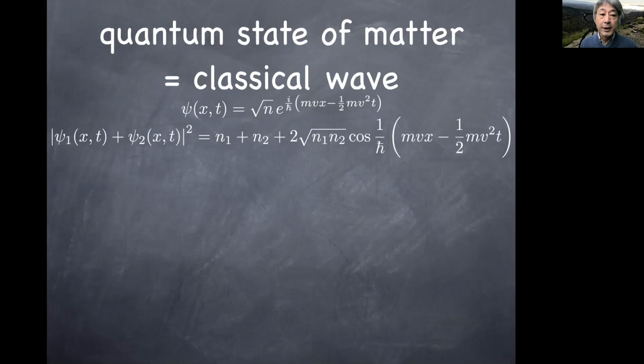Now, what happens if you put two of these things together? The first term squared is n1, the number density of the first condensate. The second term squared is n2, the number density of the second Bose-Einstein condensate. But you have the cross term, and the cross term obviously goes like square root n1 times square root n2. Then you have to take care of this phase factor, and here I'm writing it rather sloppily. Psi1 obviously comes with the velocity v1, and psi2 comes with velocity v2.